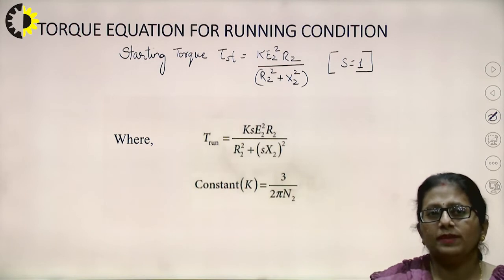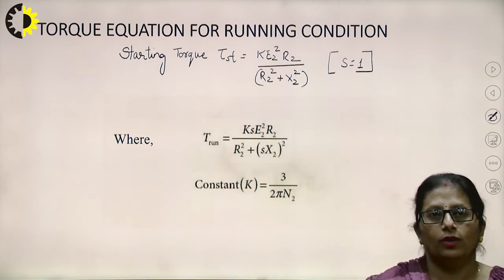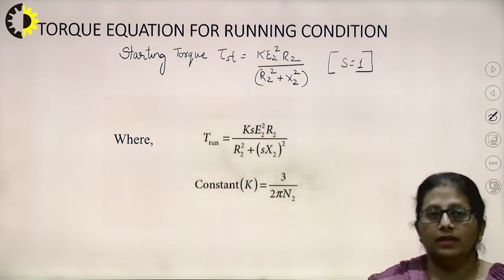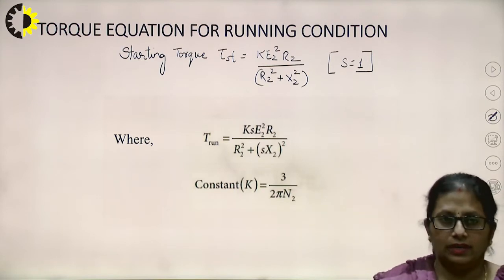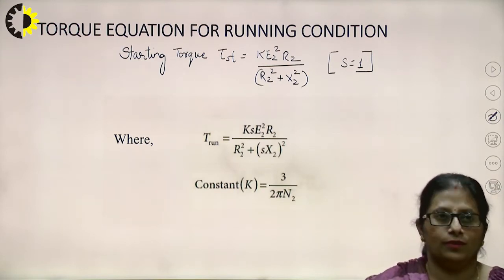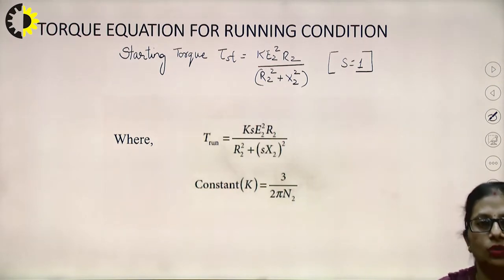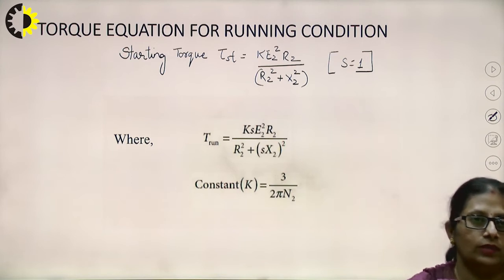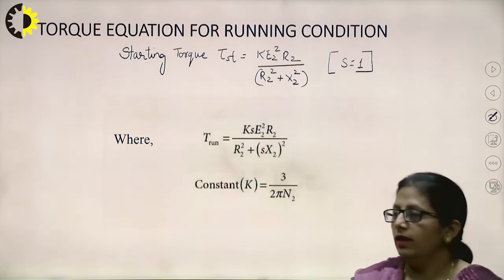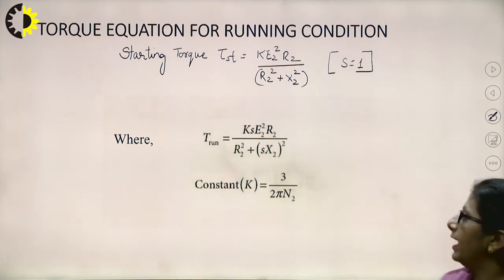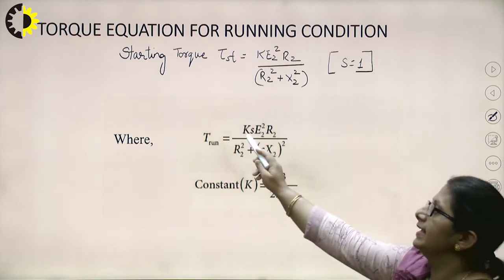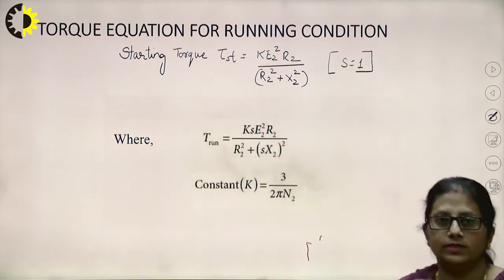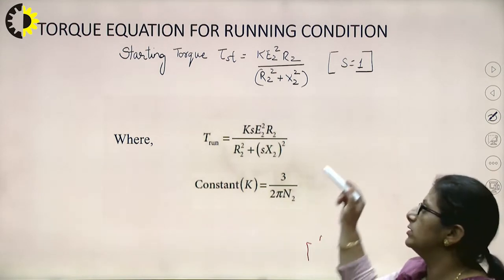Now, this is the expression for the torque of a 3-phase induction motor under running condition. We have already derived that. So, what will be the starting torque? We know that at the very starting of a 3-phase induction motor, the value of the slip used to be 1. So, just substituting in our actual expression, that is K times S E2 square R2 divided by R2 square plus (S X2) whole square, substituting S equals 1 here.